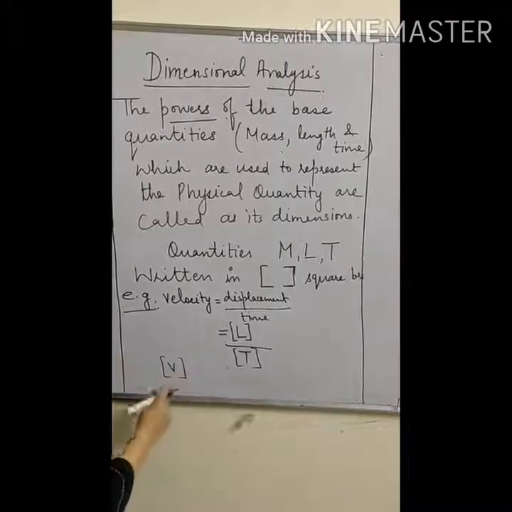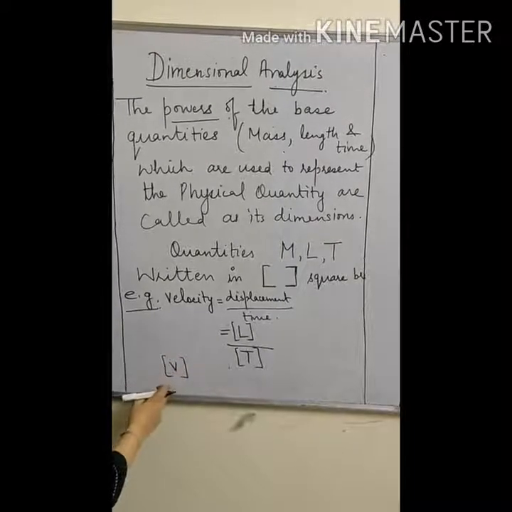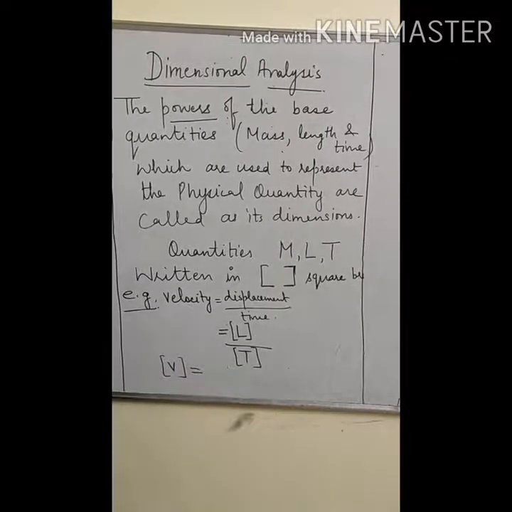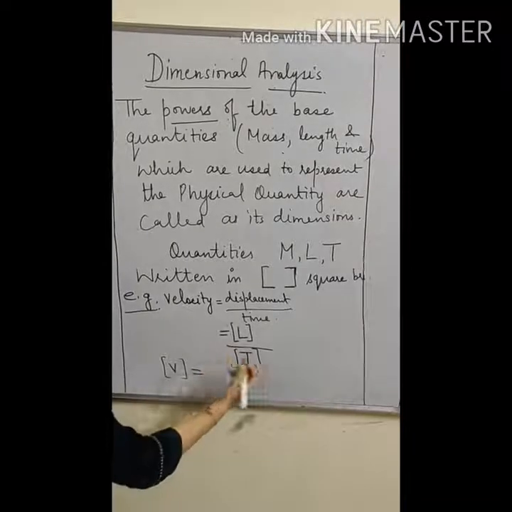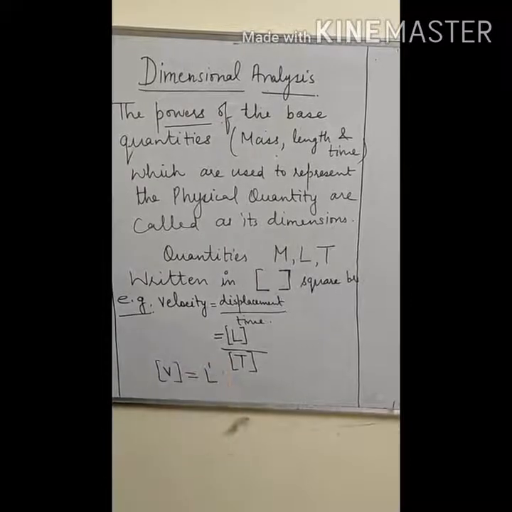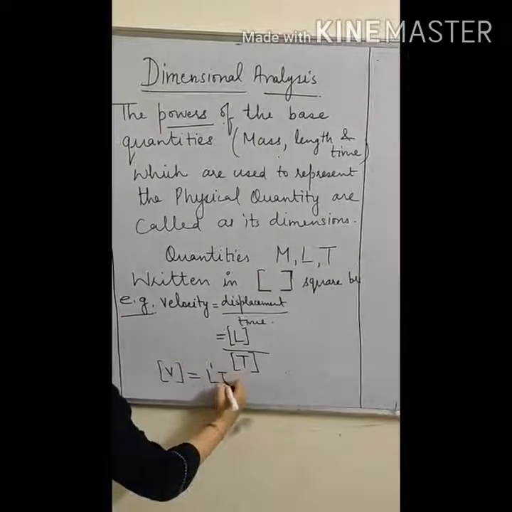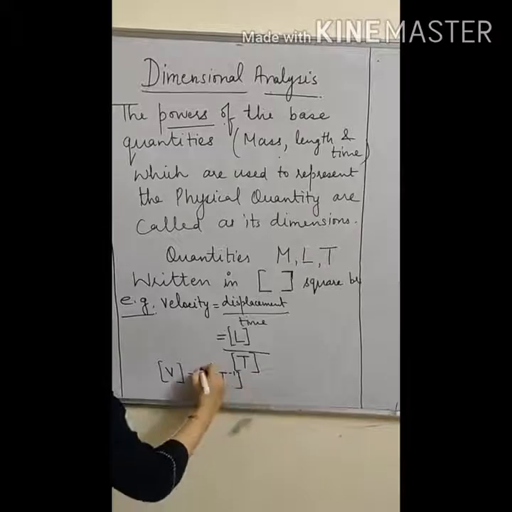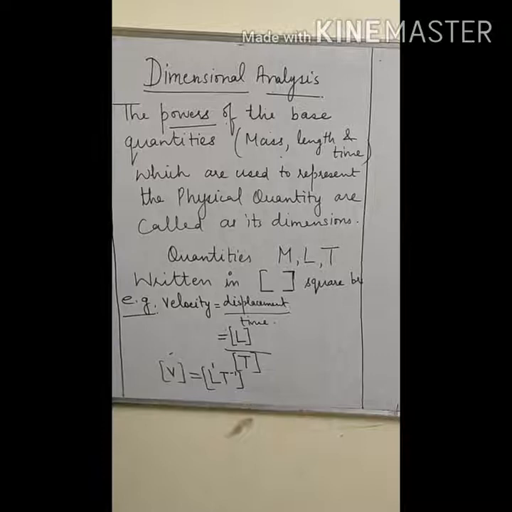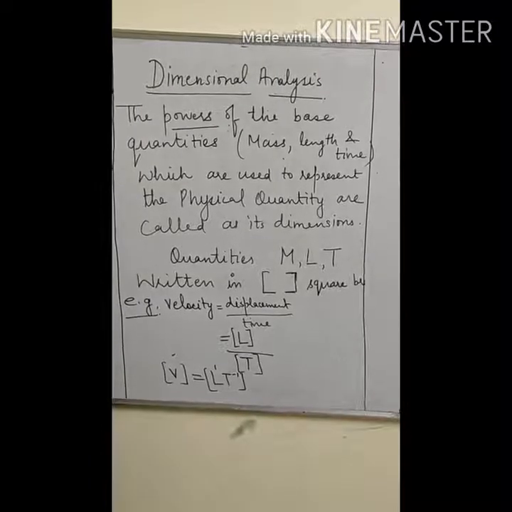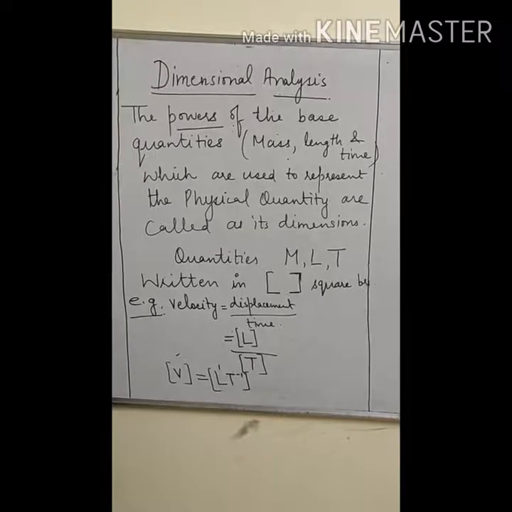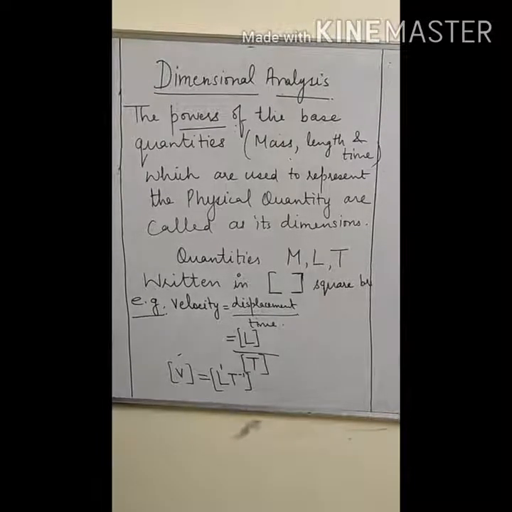Now for velocity you will put a square bracket sign with the velocity because it will represent that on the right hand side you are going to represent its dimensional formula. L power 1 because it is in the numerator, T power minus 1 because it was in the denominator. Then the dimensional formula for velocity will be LT^-1, meaning velocity has one dimension in length and minus one dimension in time.